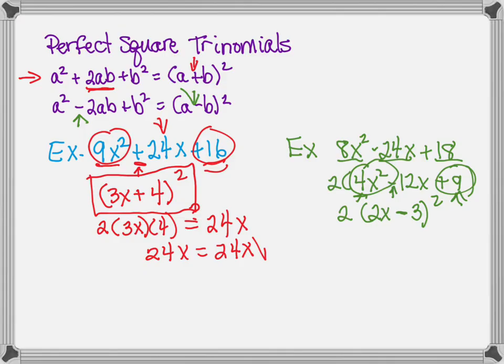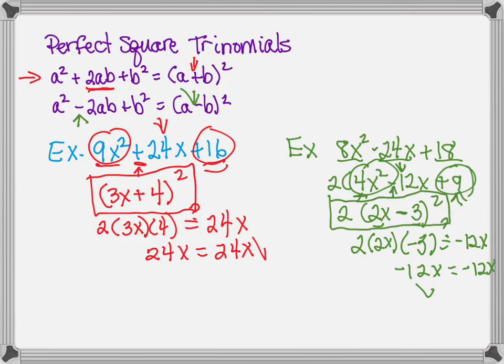So let's double check our middle term. Does 2 times 2x times negative 3 equal our middle term, which is negative 12x? 2 times 2x is 4x times negative 3 is negative 12x. Negative 12x does equal negative 12x. This checks out, and this does factor to 2 times 2x minus 3 in parentheses squared.